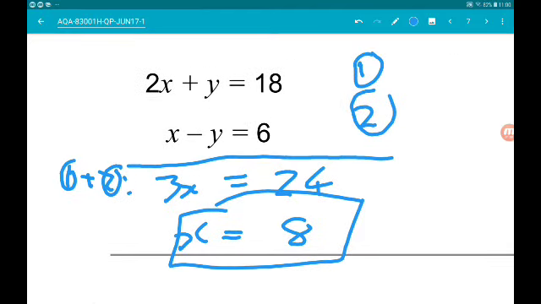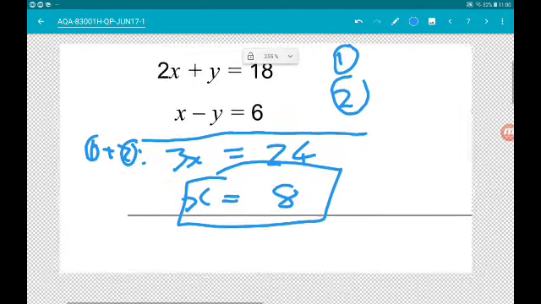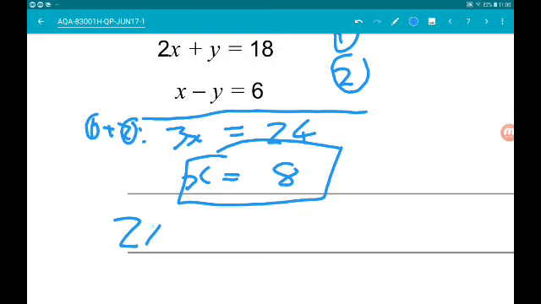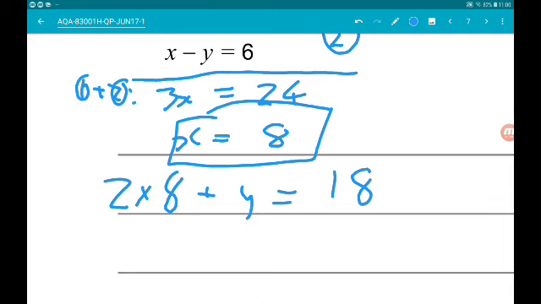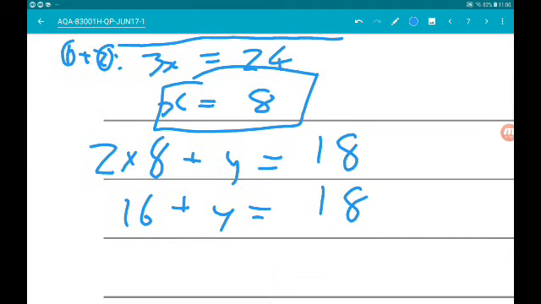Now we substitute that up above. So let's put it into equation 1. So 2 times 8, add y is equal to 18. So 16, add y is equal to 18. Therefore, y is 2. Cool.